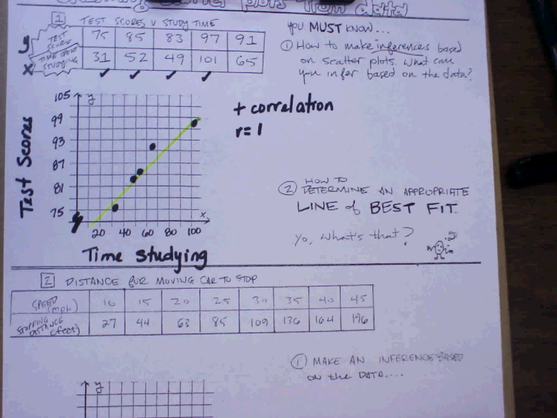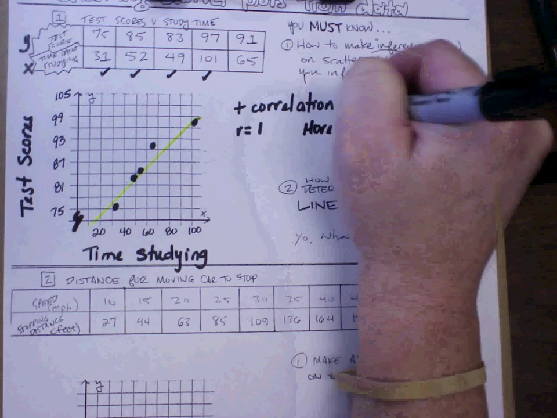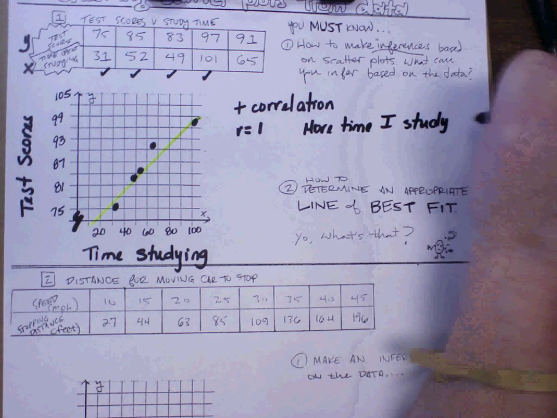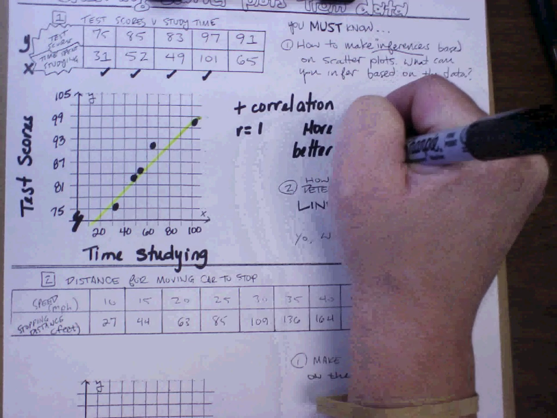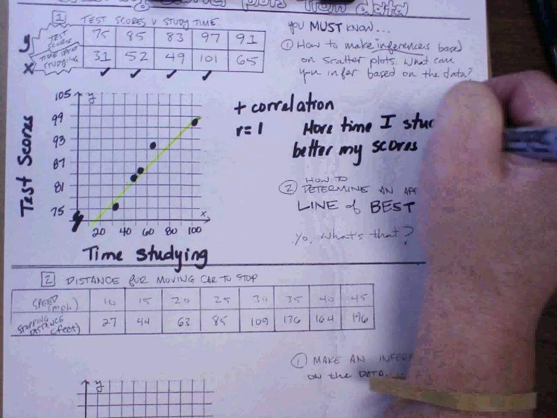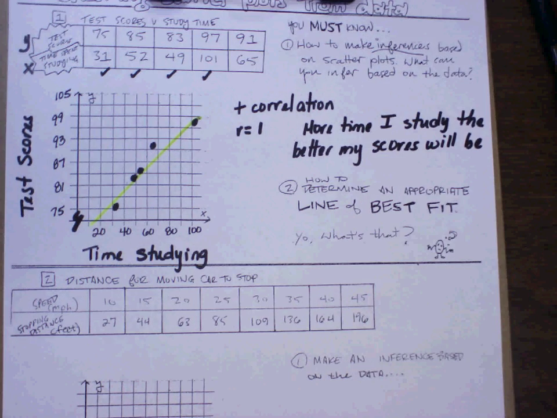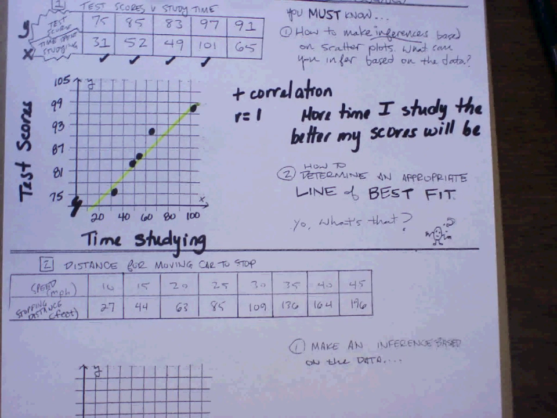Thank you. Give your family 50 points. The more time you study, the better your test scores will be. That's what I can infer from this data. Okay? So what is my inference? The more time I study, the better my scores will be.